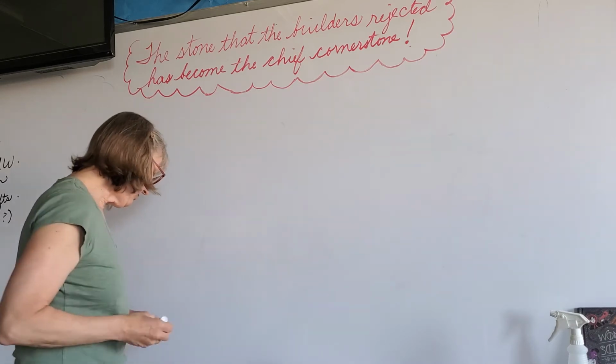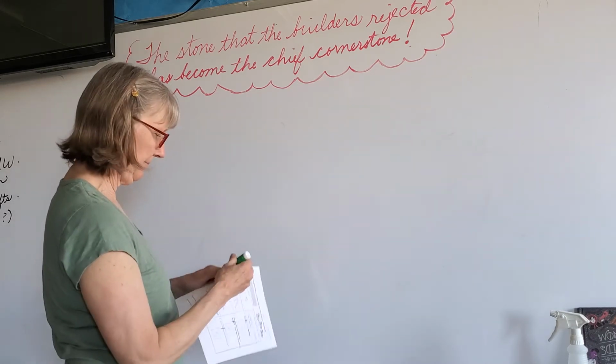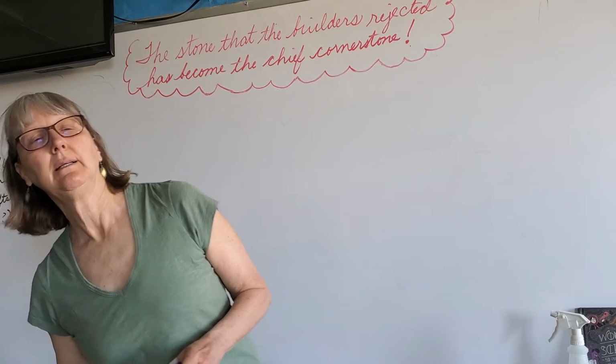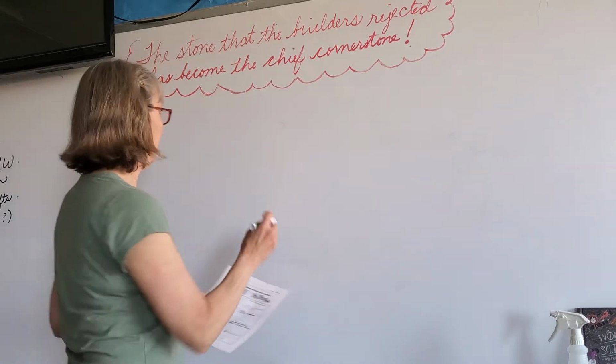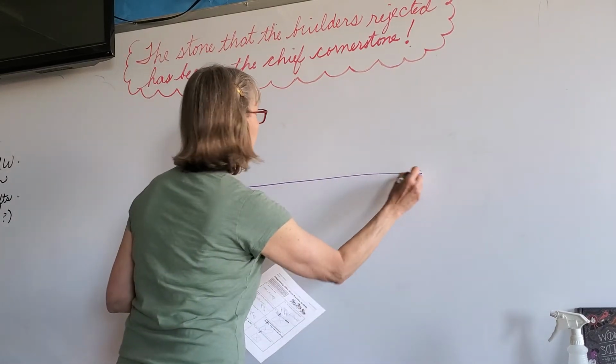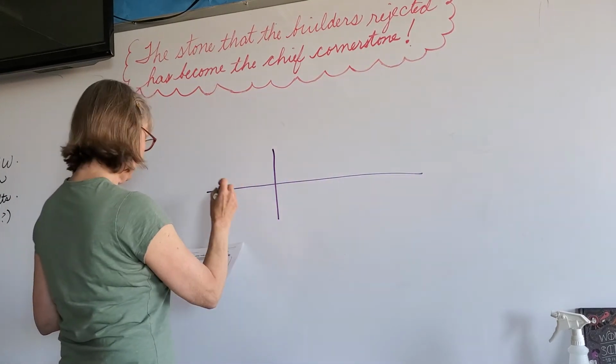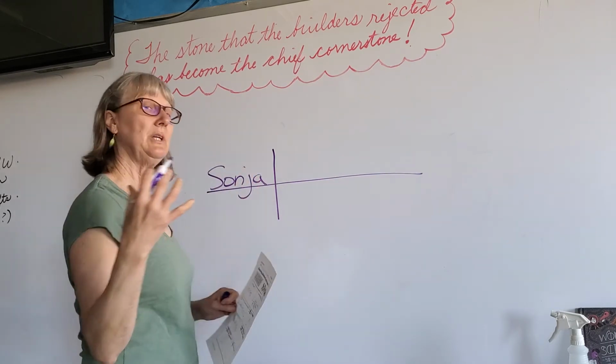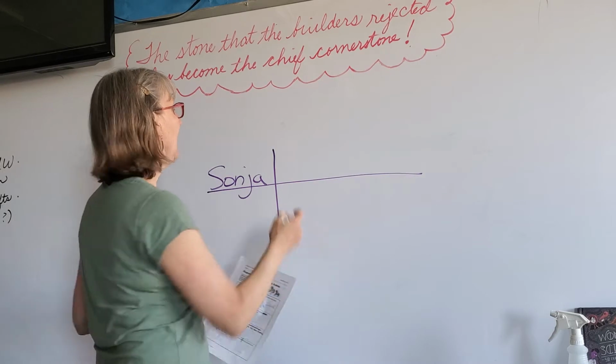Okay, number 3. Sonia held my orange cat. Sonia held my orange cat. Let's rock it. Sonia held my orange cat. Okay, let's draw our sentence line. We know now that our subject is Sonia. What did Sonia do? What's the verb? Sonia held.